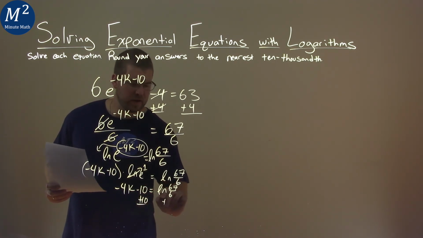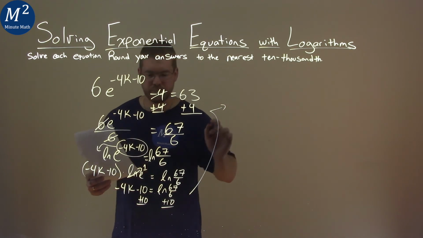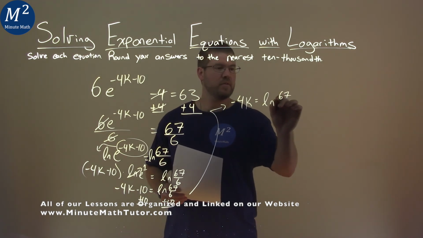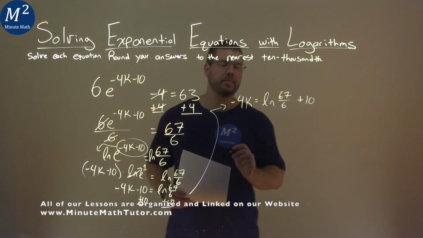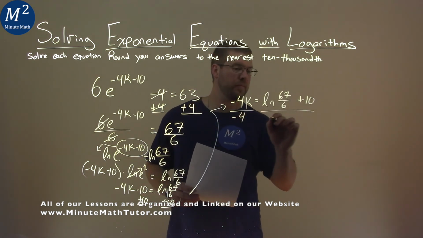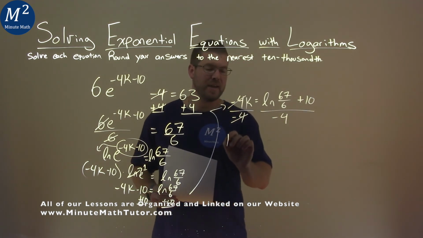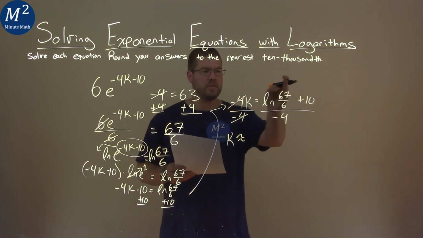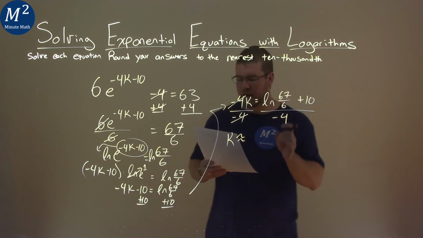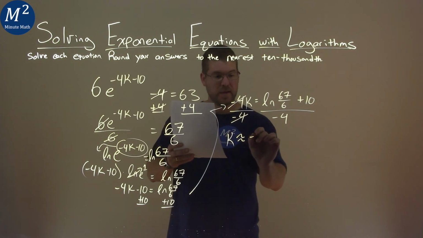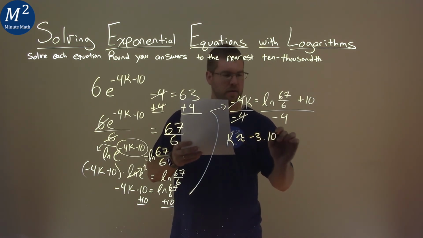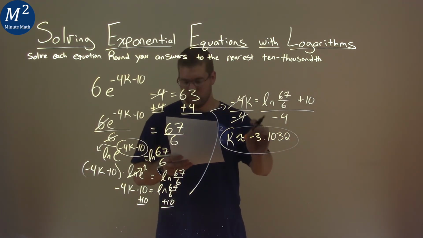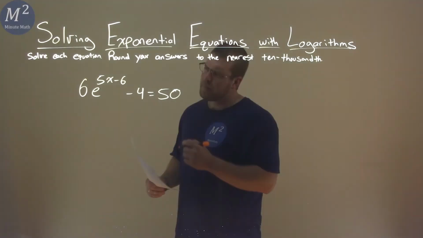I'm going to add a 10 to both sides, and with that I'll show that work up here. We have a negative 4k left over on the left, and it's equal to natural log of 67 over 6 plus 10. I divide both sides by a negative 4, and we're left with k now by itself. And that's going to be approximate, and we're going to use our calculator here. The natural log of 67 over 6 plus 10 divided by a negative 4 comes out to be approximately a negative 3.1032. And so our final answer here is k is approximately equal to negative 3.1032.